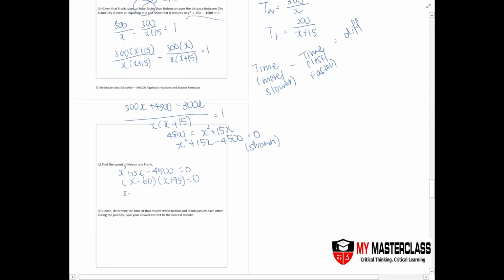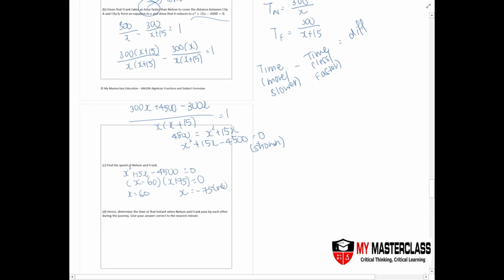Okay, so once you're done, let's take a look at x equals 60 and x equals negative 75. Now my question to you is, can speed be a negative value? No, right? So what should you be doing? You should be rejecting. Only reject if the question asks you to put this x value into context. If the question just asks you to solve for this equation, do you need to reject? No, because x still exists as that value.